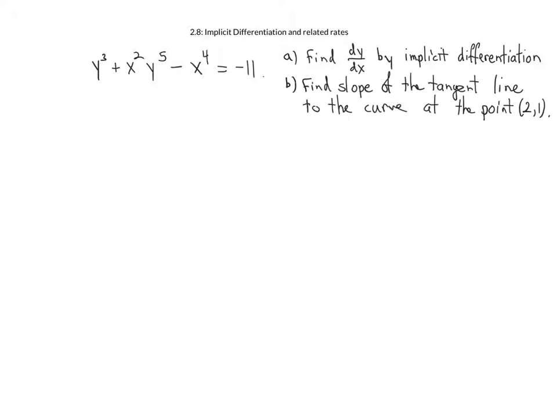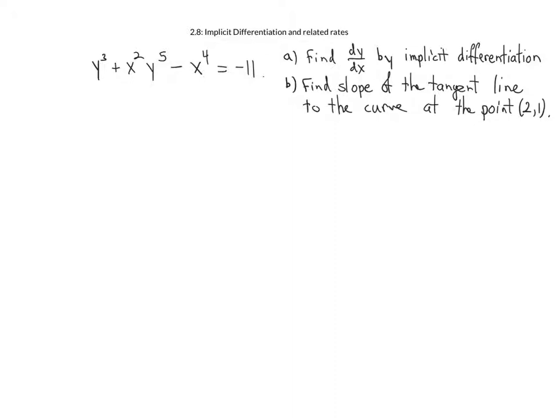Okay, so here's that equation that I had written on the previous screen, and I'd like to use this as an example, and I have two problems to consider. First, find dy by dx by implicit differentiation. And second, find the slope of the tangent line to the curve at the point (2, 1).